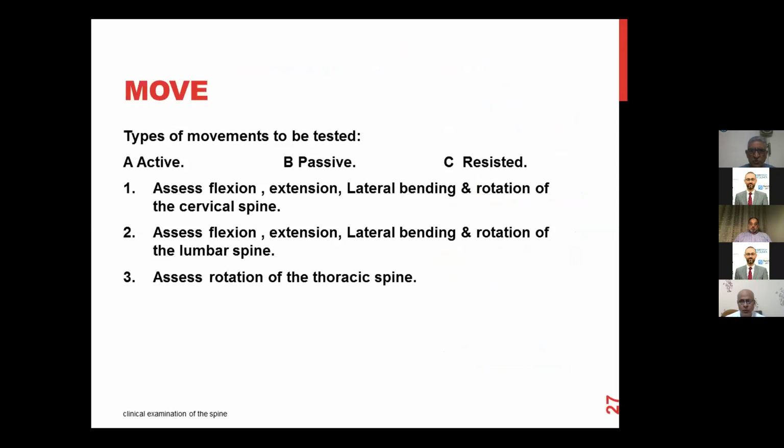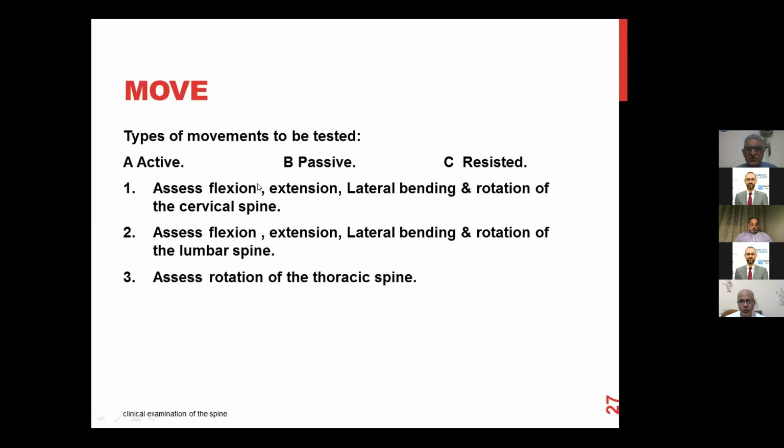Then we proceed to movements. Types of movements to be tested can be either active, passive, and resisted. To assess the function, in the active movement, we take the normal range of motion. If there is limitation of the range of motion, we proceed to passive range of motion, which can elicit the part of the range which cannot be done actively.